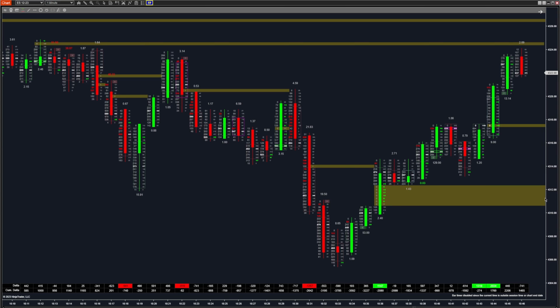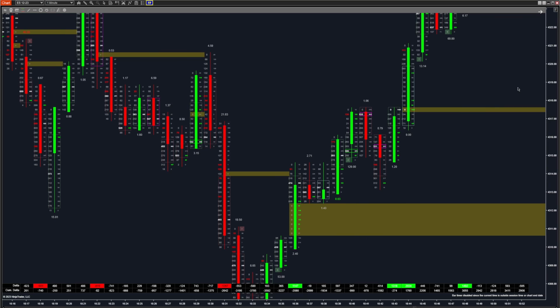Now, multiple imbalances, I'm sure many of you watching this video know what imbalances are. It's when the ask outweighs the bid on a green candle by 300% or more, or you can adjust that setting. And then on a red candle, if there's an imbalance from the bid to the ask by 300% or more, that would be a sell side imbalance.